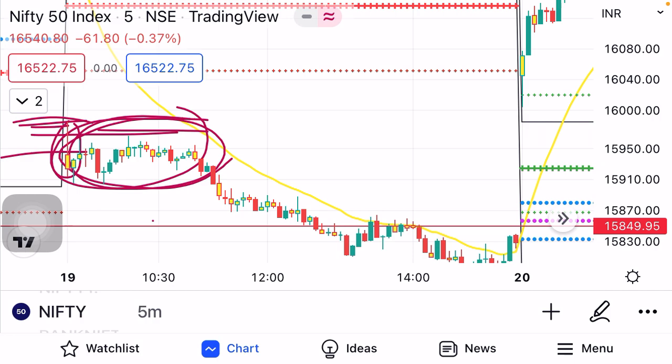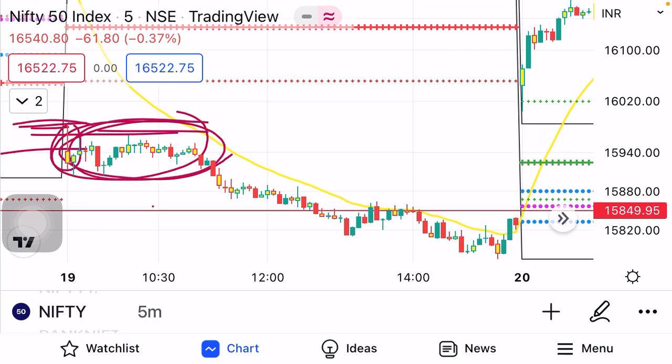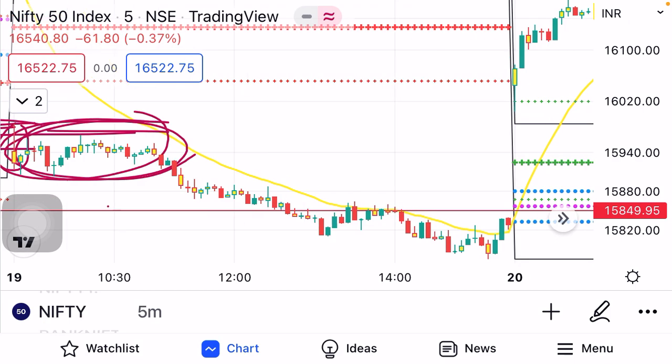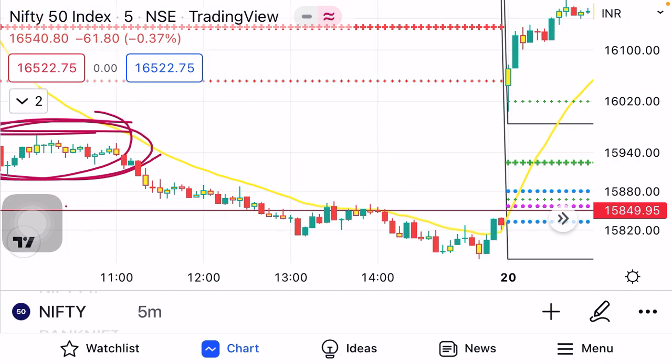That is 20th. It's a Friday. The CPR is downtrend, but the market opened gap up. See, this type of trade is very difficult, but still we can trade.